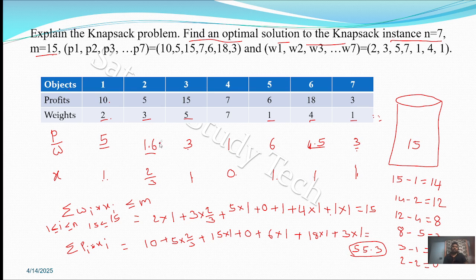If you choose objects randomly, you can fill that bag, but you cannot get the maximum profit. So you can follow the greedy method, then you can get the maximum profit. Here the maximum profit is 55.3. So this is a maximization problem. So thank you for watching this video.